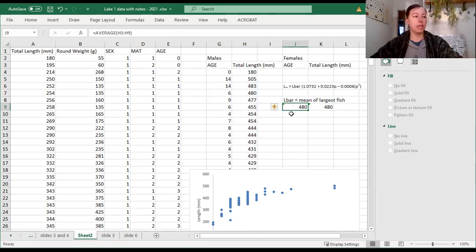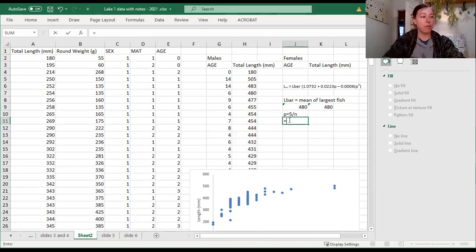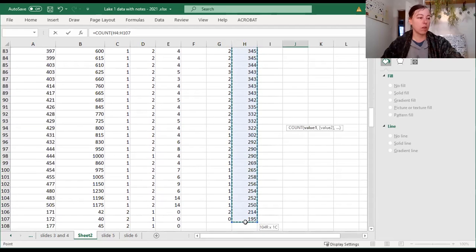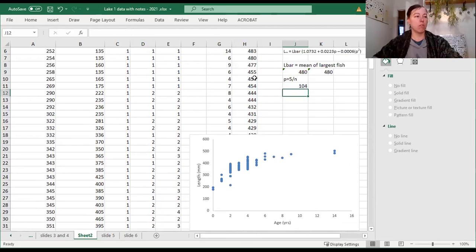The other thing we need to know is what P is. Well, P is literally just five divided by the total number, right? Because our L bar is only five of the total population, we need to find out how much the total population is. We want to know what N is, what our sample size is. Equals count, and we're going to find out how many data points we have. So we have 104 points. That's our count. That's our N.